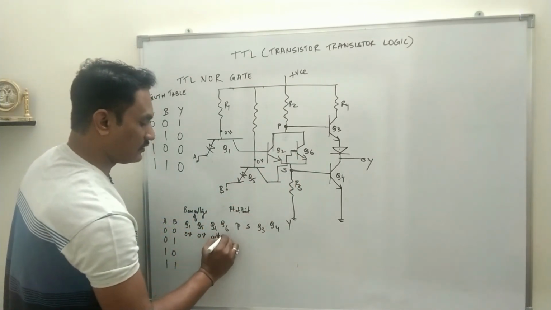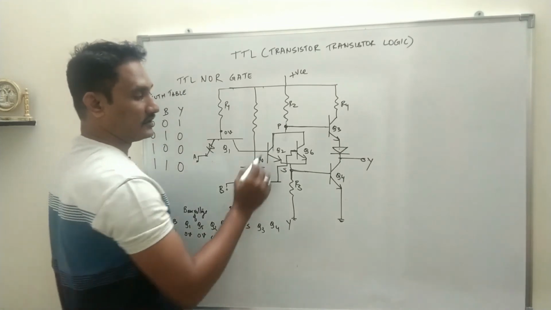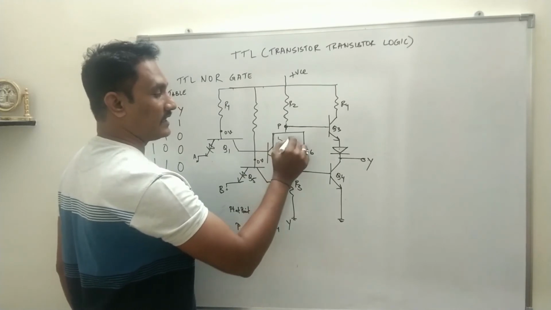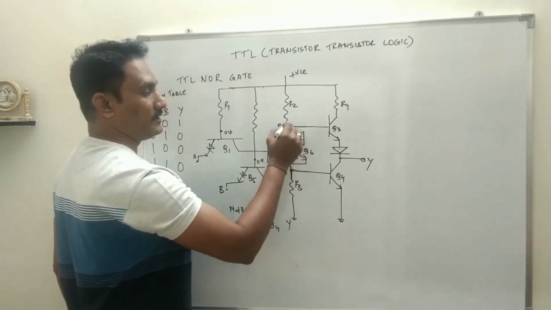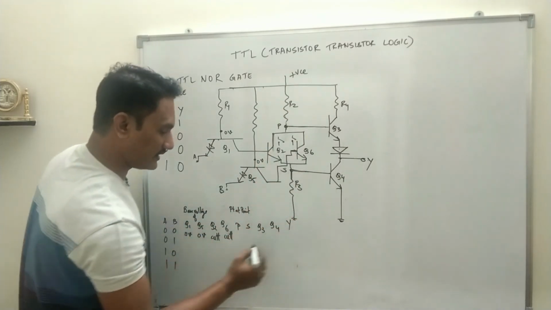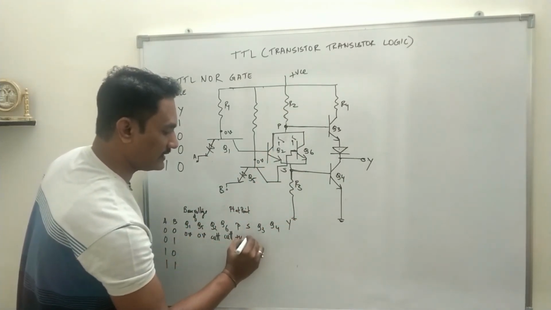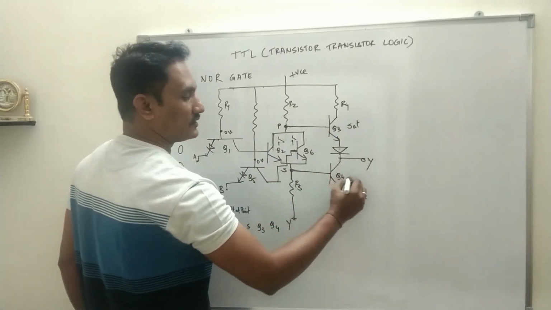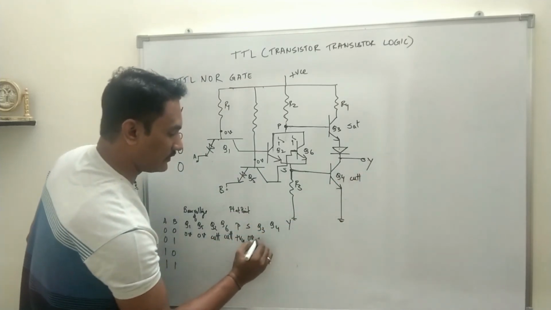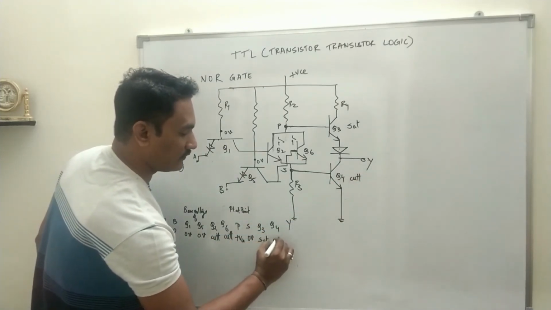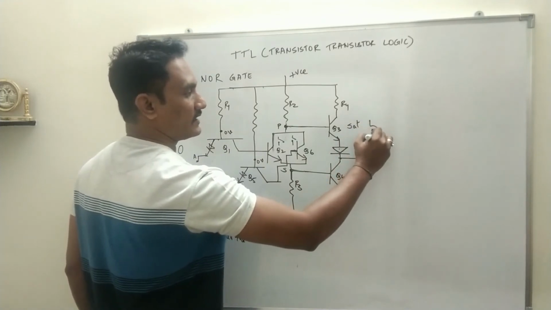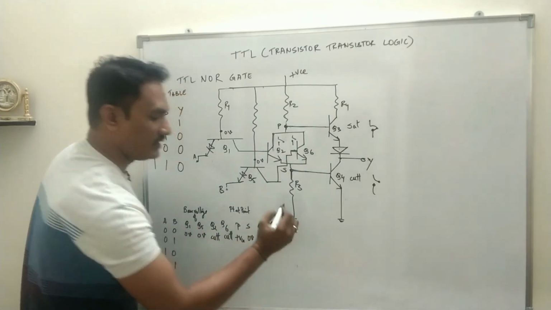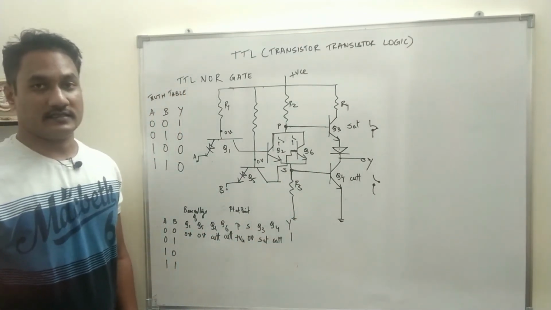If both the base voltages are 0, both the transistors will be in cutoff region. So both transistors Q2 and Q6 are in cutoff region, which means these transistors are acting as open switches. So if they are open, P gets connected to plus VCC, S gets connected to ground. So P is plus VCC, S is 0 volt, and in that condition Q3 will go into saturation and Q4 will be in cutoff. Q3 acts as an on switch, Q4 acts as an open switch. Y gets connected to plus VCC, so Y will be equal to 1. This is the first case.